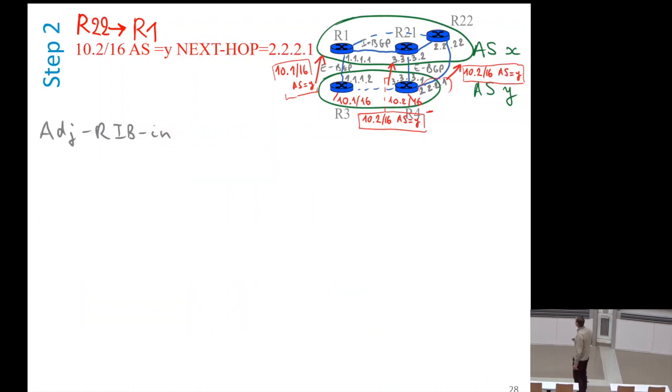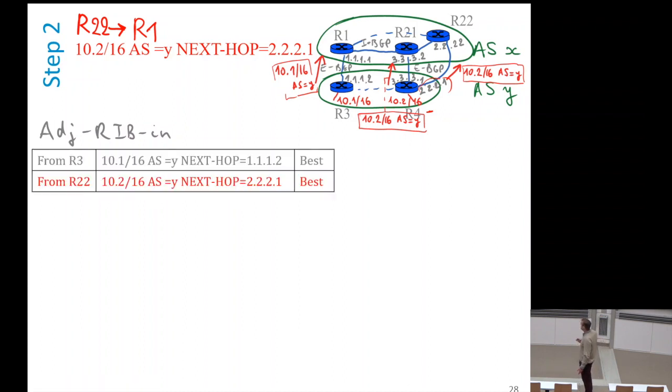Now, sooner or later, R22 here, which has received a similar message from AS Y, will also send it to R1 over its TCP connection. The dotted lines here mean the TCP connection. So both R21 and R22 will do it. Now the system is distributed. The timings are hard to predict. One thing may happen before the other. So I'm assuming here R22 sent it first. So R22 sends this route, this prefix. The AS path should be XY here, sorry. Next hop 22.21, which is this address here.